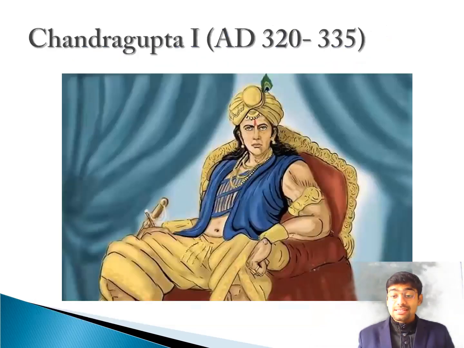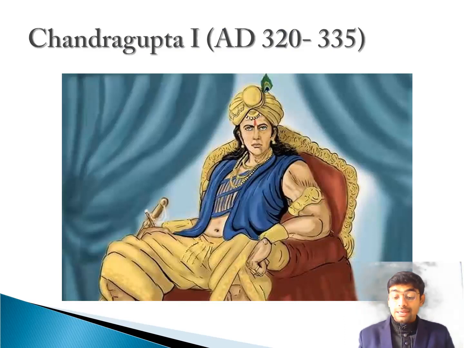The first ruler is Chandragupta I. You can see the picture of Chandragupta I here. The Gupta era is believed to have begun in AD 320 when Chandragupta I ascended the throne of Magadha. Under him, Magadha again rose to prominence.